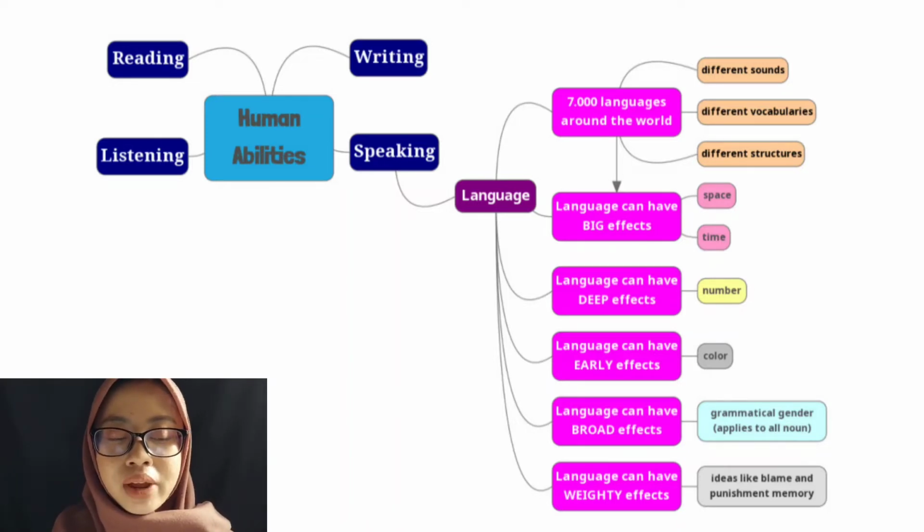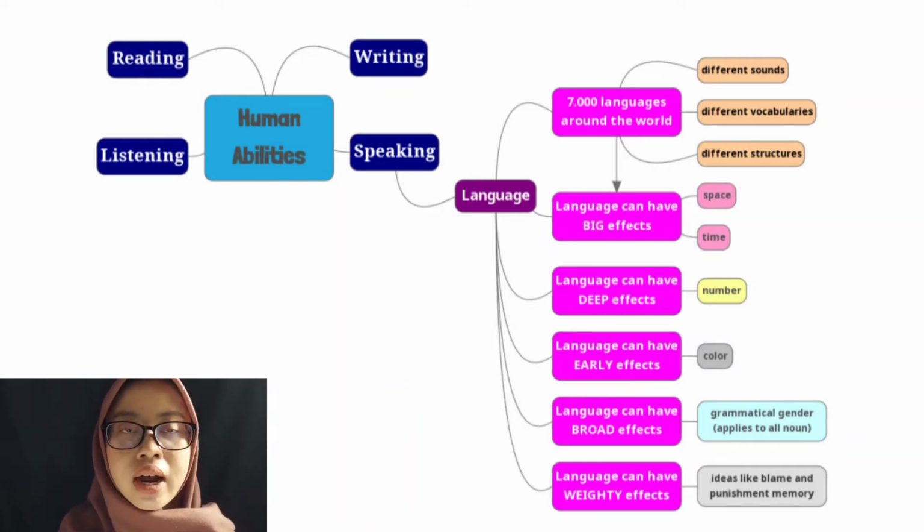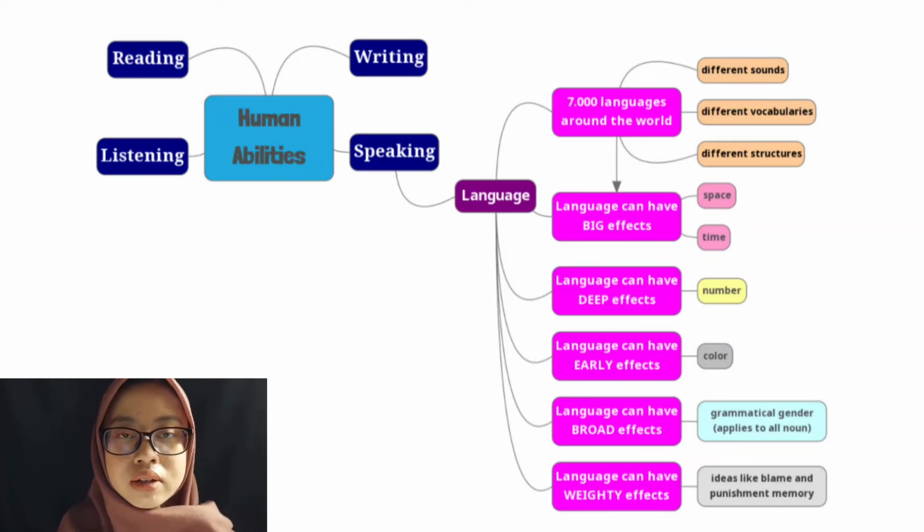The listener's brain takes the vibration from the eardrums and transforms it into thoughts. It's a process that shows that humans are able to transmit our ideas and knowledge across minds through language. There are 7,000 languages around the world. They have different sounds, different vocabularies, and different structures. The question is, because there are 7,000 languages, does the language we speak shape the way we think?